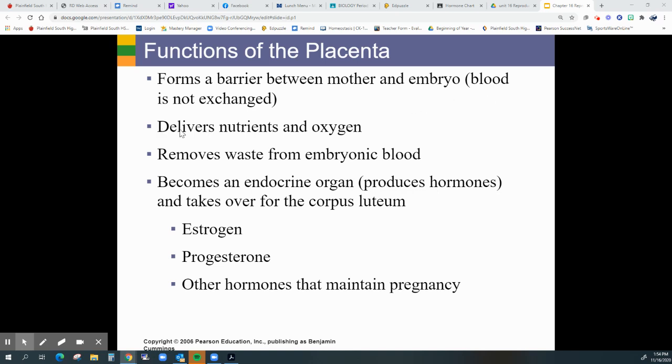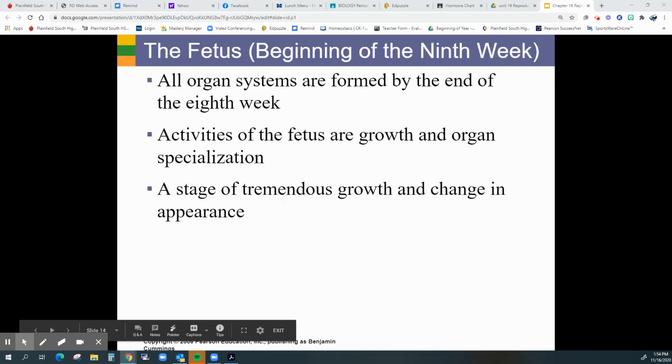All right. The other thing that's happening across this area is removal of waste. The baby is not really processing that waste, the mother is. And then we also have a lot of endocrine organs working here to produce some hormones. So estrogen, progesterone, and they're all simply just there to help maintain this pregnancy.